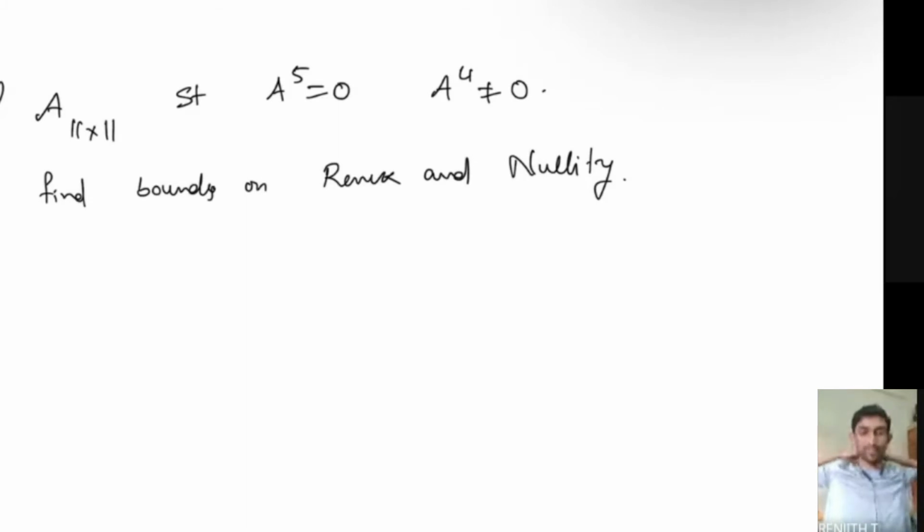So what will be its minimal polynomial? It is X raised to 5 equal to 0. So our question is, what will be the minimum and maximum nullity of this matrix? What will be the minimum rank and maximum rank of this matrix? If you know about nullity, rank will come automatically. Can you say, anybody?